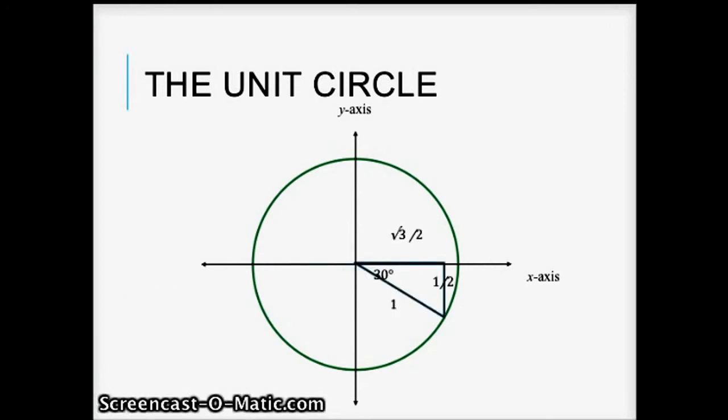Similarly, for a 330 degree angle, we have cosine of 330 degrees is root 3 over 2. And sine of 330 degrees is negative 1/2. Therefore, tangent of 330 degrees is negative root 3 over 3.